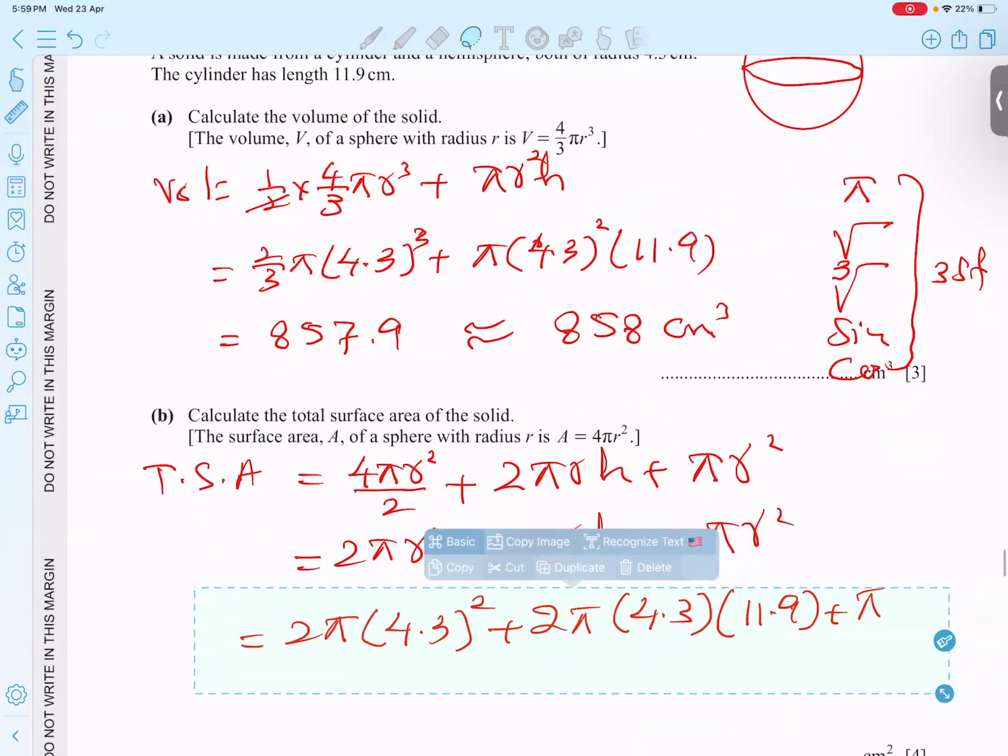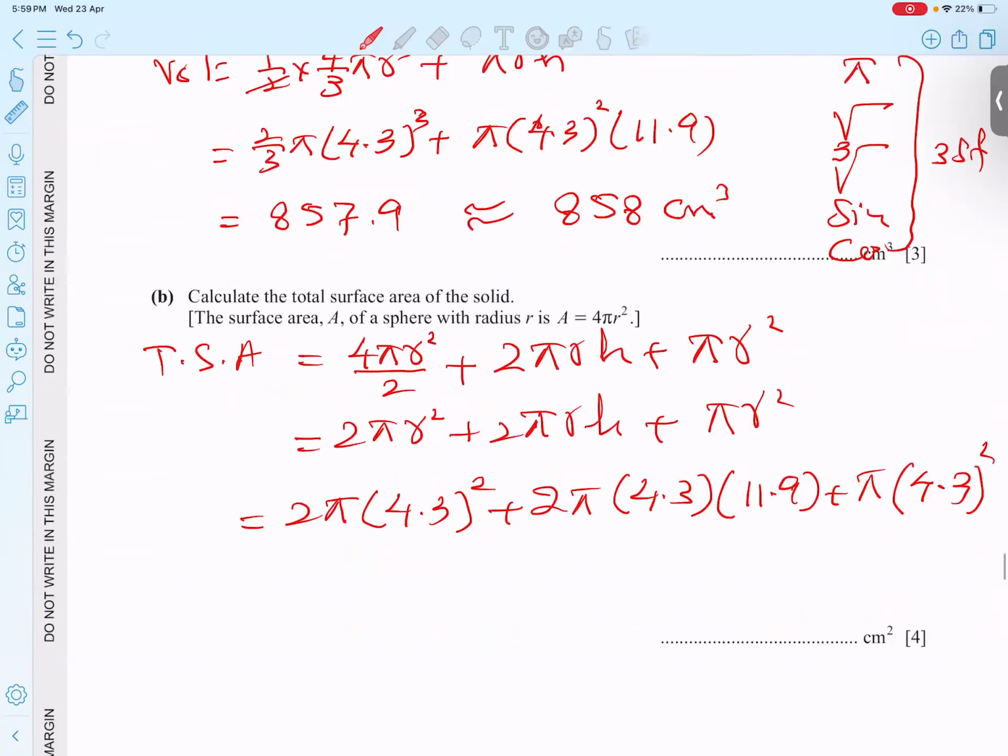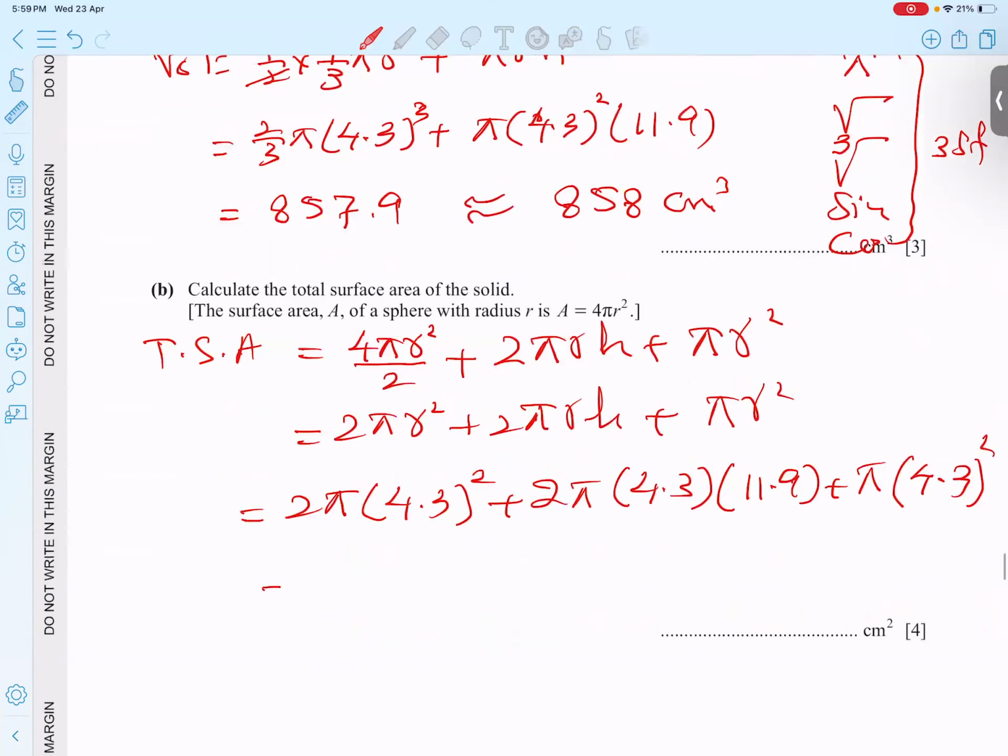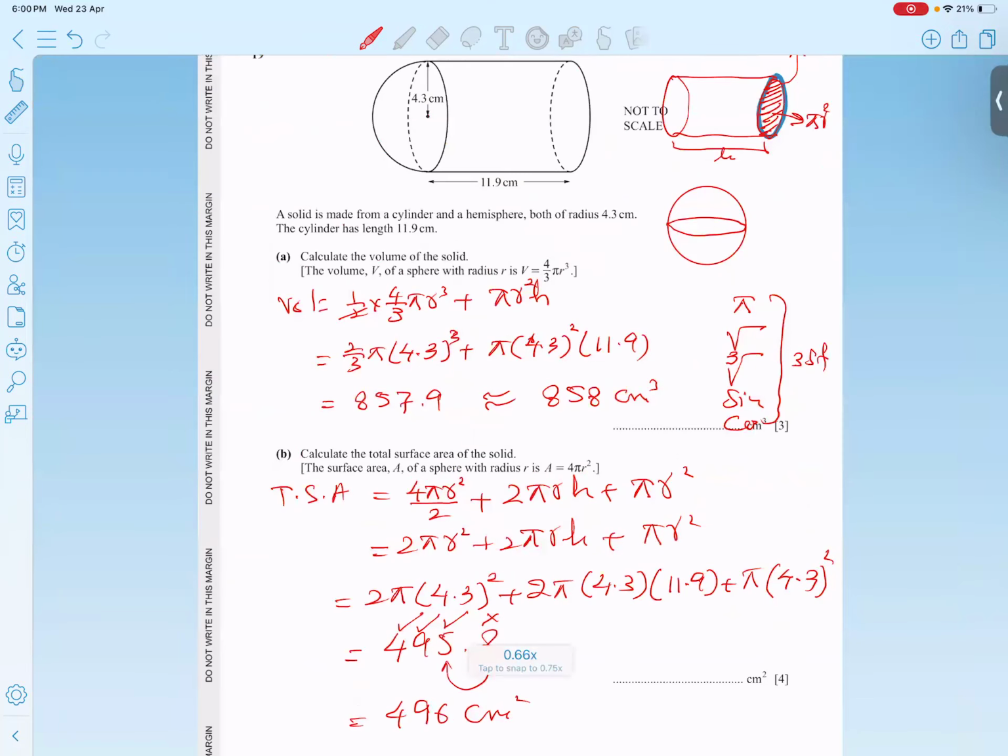Okay, so pi r square, 4.3 power 2. And if I type it in the calculator, the answer comes to 495.8. After rounding, we don't want decimals, so add 1. 496 centimeters square is my required answer. I hope you got the point. Let's go for the next.